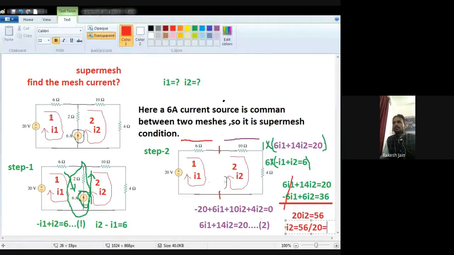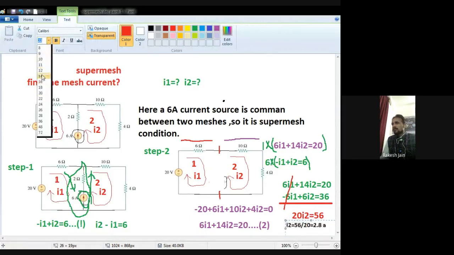So what is this equation totally? How many I1? 6 I1. So 6 I1 plus 10 plus 4, that is 14 I2, and that is equal to 20. So these are two equations.